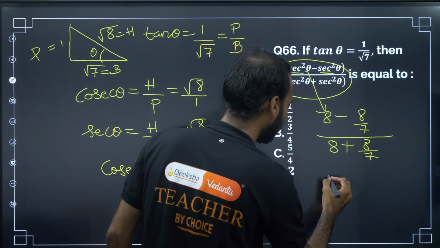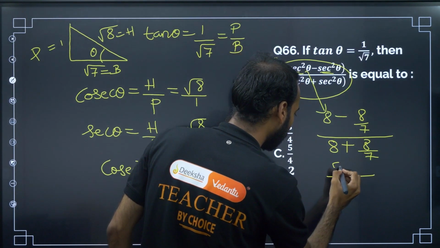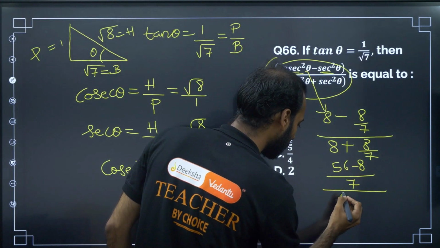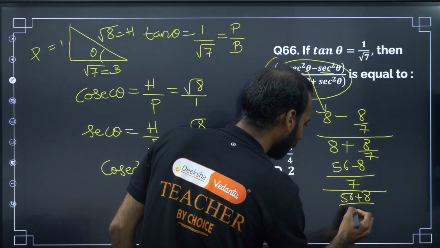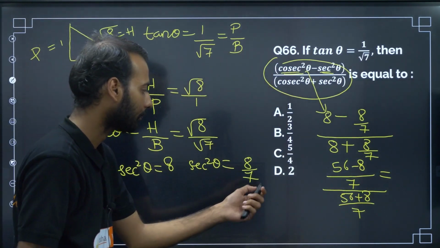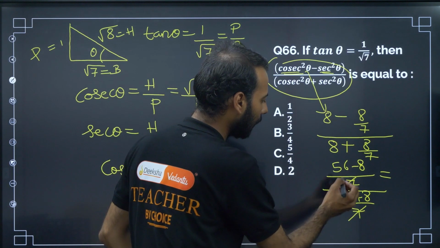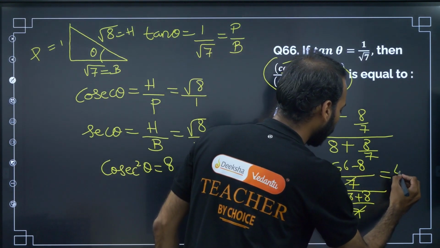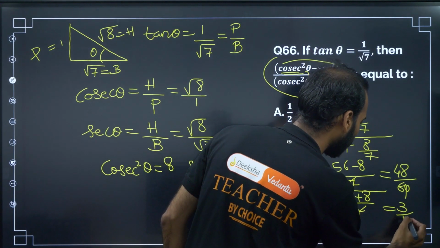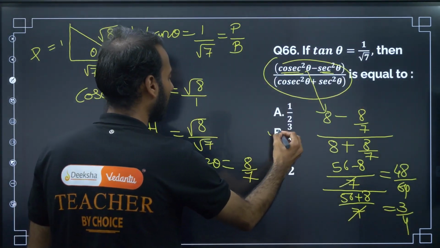Now we'll take LCM. 7, 56 minus 8 divided by 56 plus 8 by 7. So here 56 minus 8, cancel off this 7 and 7. 56 minus 8 is 48 divided by 64. If you cancel further, you are going to get 3 by 4. Answer is 3 by 4.